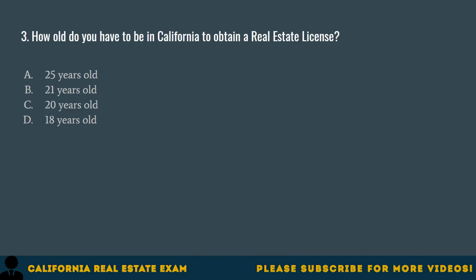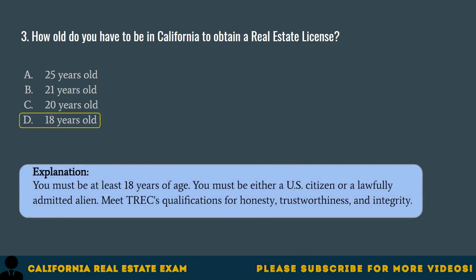Question 3. How old do you have to be in California to obtain a real estate license? A. 25 years old. B. 21 years old. C. 20 years old. D. 18 years old. The correct answer is D. 18 years old. You must be at least 18 years of age. You must be either a U.S. citizen or a lawfully admitted alien. Meet TREC's qualifications for honesty, trustworthiness, and integrity.